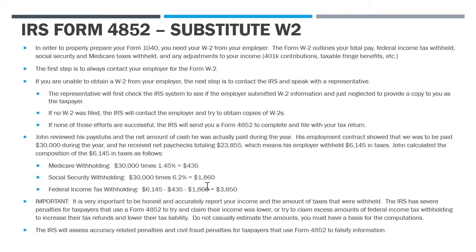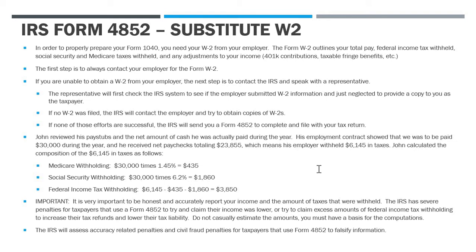$1,860, right? So now John can see that $435 and $1,860 are the payroll taxes, which means the difference is the federal income tax withholding. So we know that the total is $6,145. So we take $6,145 minus $435 in Medicare, minus $1,860 in Social Security, that means that the remaining amount, $3,850, was likely this federal income tax withholding. Okay, so if you add all these three up here, you get $6,145. That was the total amount of taxes taken out.